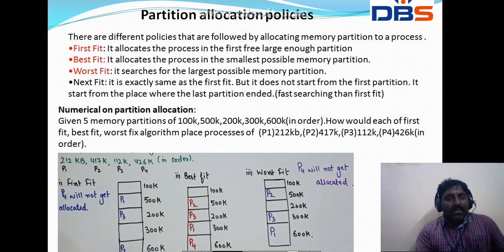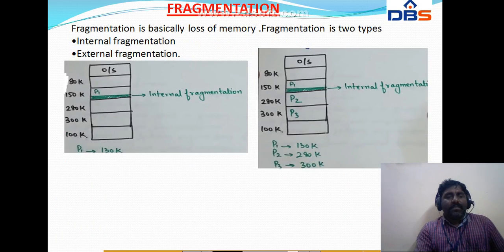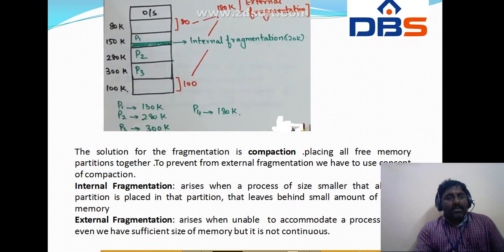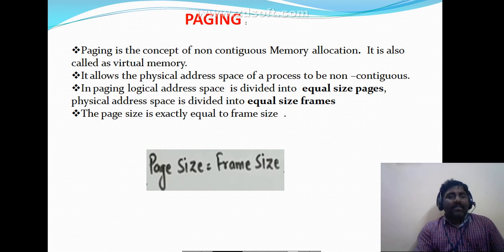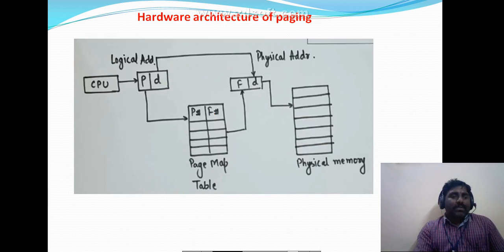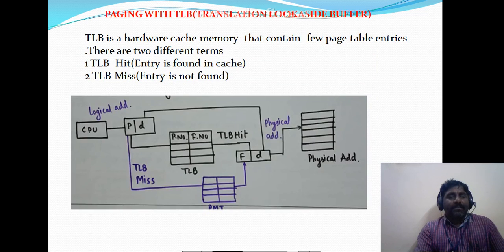In the previous class we studied the various partition allocation policies like best fit, worst fit and first fit, and what is meant by fragmentation. What is internal fragmentation, what is external fragmentation, what is the solution for fragmentation, and what is meant by paging. In paging we talked about pages and frames, the hardware architecture of paging, and what is TLB hit and TLB miss.